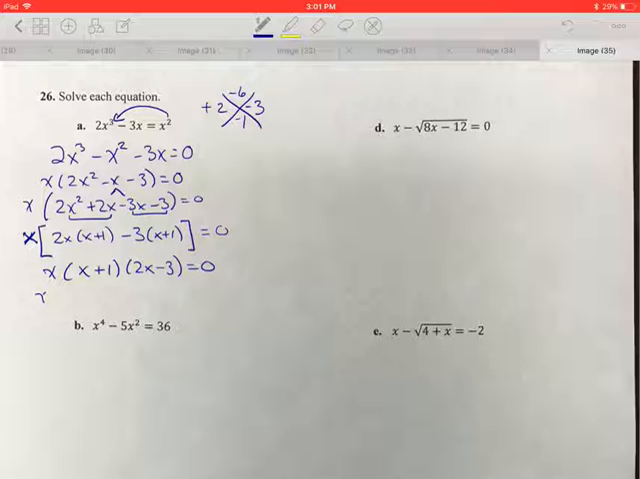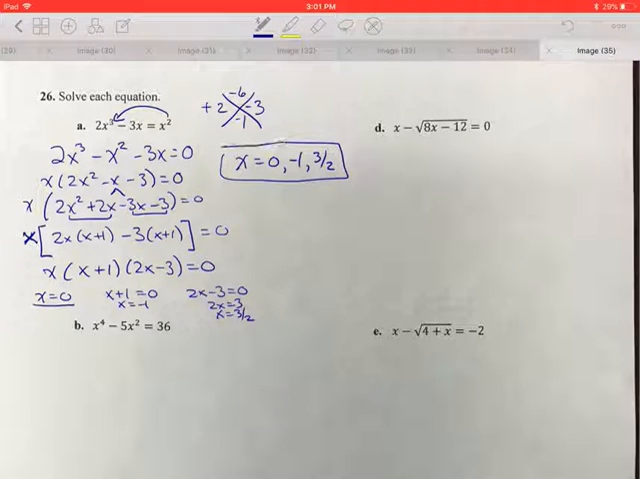So now I need to set each factor equal to 0. Alright, so that one's solved. This one I'll get x equals -1. This one I get 2x equals 3, or x equals 3/2. So I end up with 3 answers here: a 0, a -1, and a 3/2. If you look at the biggest exponent in your problem, that's going to tell you the most solutions it can have. So I know this equation can have at most 3 solutions, and I've found all 3 of them.